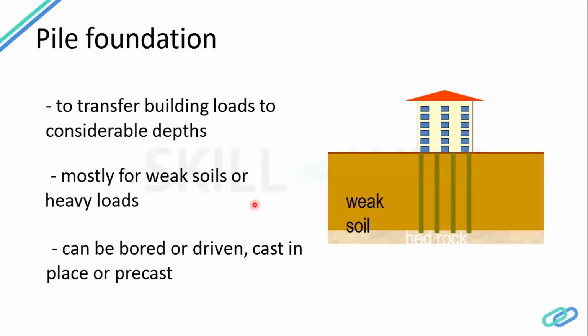Pile foundation is used to transfer loads to considerable depths. So when there is a weak soil, we will take piles to transfer the loads to a hard strata, or it need not be a weak soil, but the load from the structure is too high that the soil is not able to take. In such a case also, we have to go for the piles. These piles can be made as a driven one, or it can be a bored one, and then can be precast or cast in place.